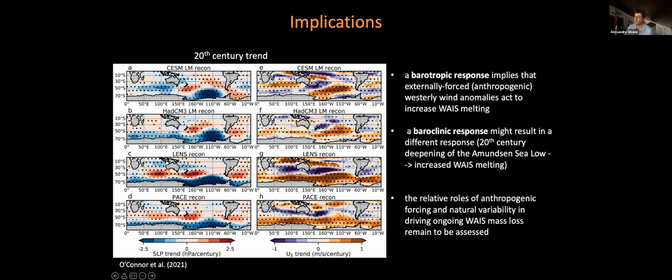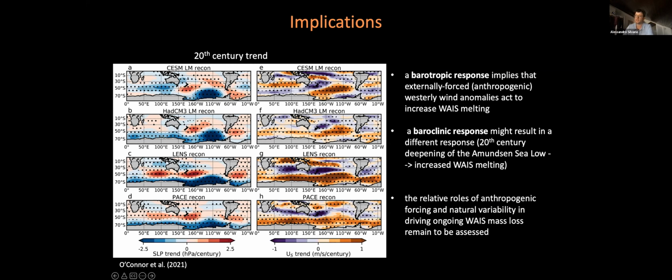In case of a purely barotropic response, we would expect just that the strengthening of the westerlies would cause an increase in melting of the ice shelves in West Antarctica. But in terms of a baroclinic response, instead, the deepening of the Amundsen Sea Low might result in increased melting of the ice shelves. So we have a potential competition between different forcing, anthropogenic forcing and natural variability.